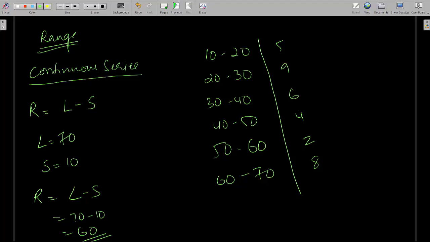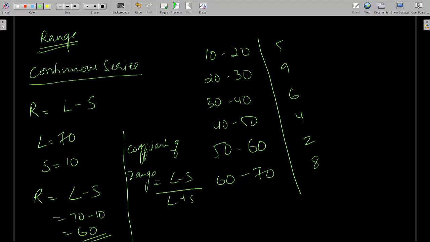Now if you calculate your coefficient of range, the formula is L minus S over L plus S. Again similarly, 70 minus 10 over 70 plus 10, that is 60 by 80. If you do this, how much do you get? You will get 0.75. So this is your coefficient of range value. This is how we calculate range.